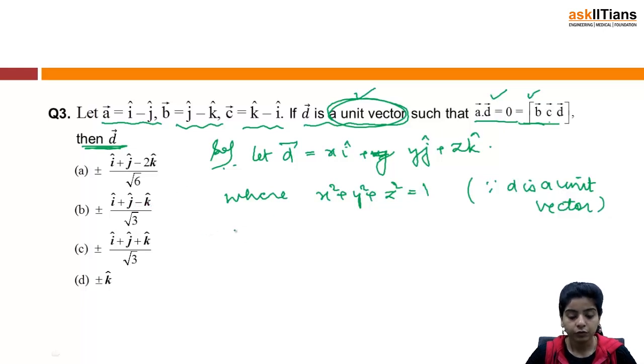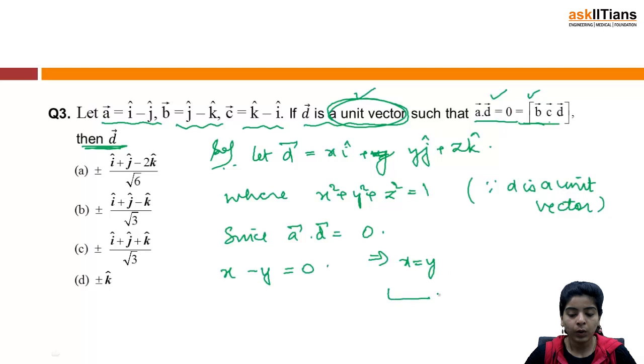So, first of all, since A dot D is 0, now we apply the rule of dot product. My A is i minus j, D is xi plus yj plus zk. So, the dot product would yield x minus y and there is no k in A, so we get 0. So, x minus y is 0, which implies x is equal to y, and this is my first equation. I have obtained that x and y are equal.